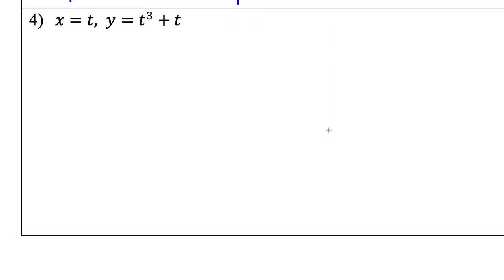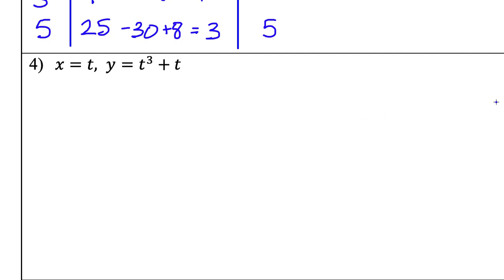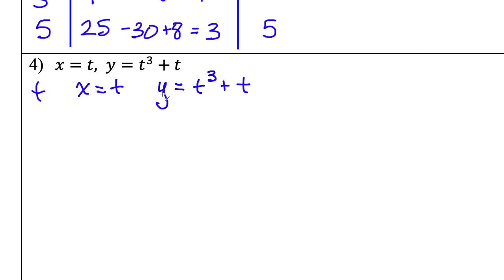And then number 4. Let's try number 4. So again, values for t, and then x is just going to copy down t. Y is going to be t to the power of 3 plus t. I wonder what's going to happen here. So the x values are going to be kind of linear. This x is not going to be increasing very fast. The y value is going to be increasing really, really fast.